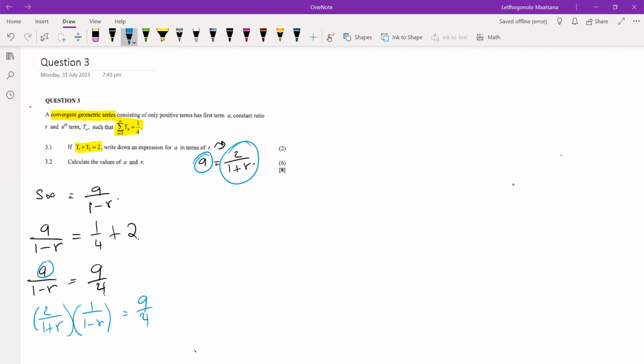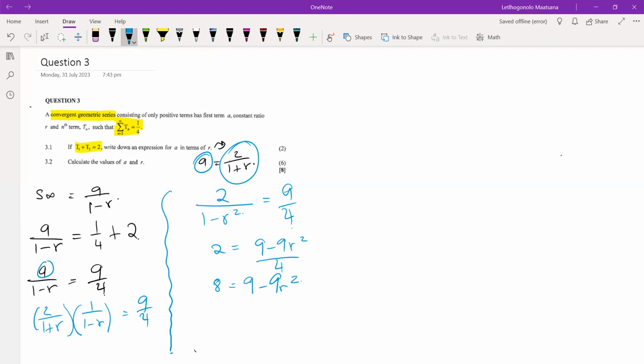The bottom part there is giving us a perfect square, so we can go ahead and write that as (1 − R) squared. You can go ahead and multiply out, and you will end up here. We have 9/4. You're going to multiply with (1 − R) squared on both sides. This will leave us with (9 − 9R squared) over 4. Then we will multiply with 4 on both sides. We get 8 is equal to 9 minus 9R squared. Take 9 to the other side: −1 is equal to −9R squared.